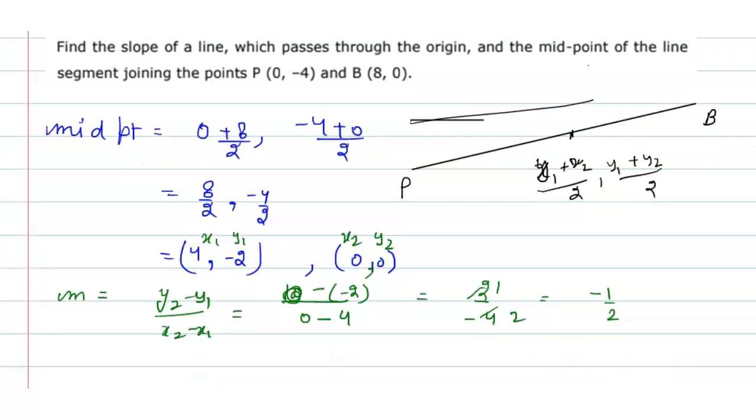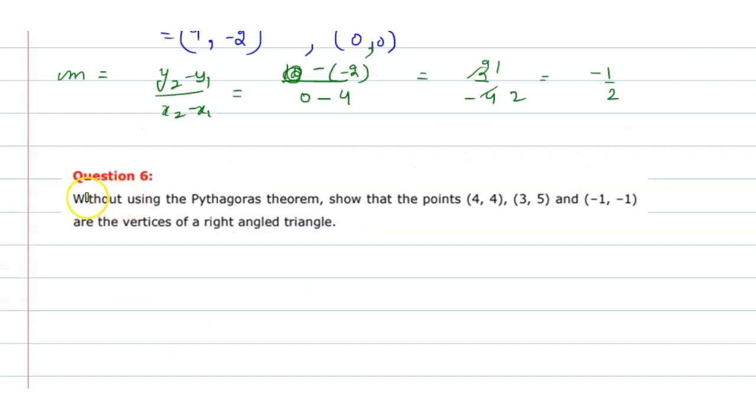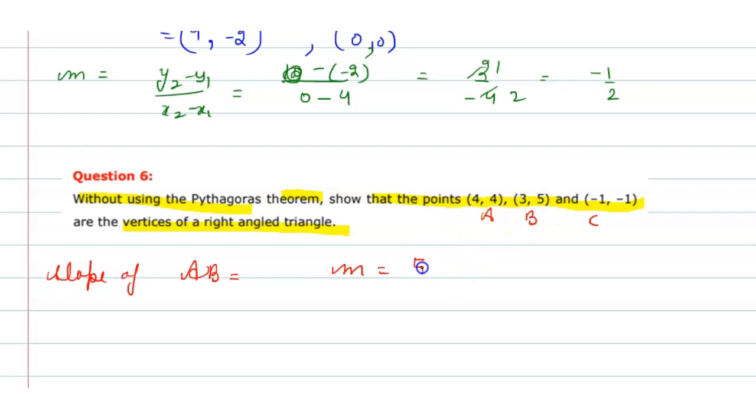Now move to the next question, question number 6. Question number 6 says, without using Pythagoras theorem, show that these points are the vertices of a right angle triangle. So here the points are these. Now find the slopes for these points A, B, C. Slope of AB, m = (y2 − y1)/(x2 − x1) = (5 − 4)/(3 − 4) = 1/−1 = −1.